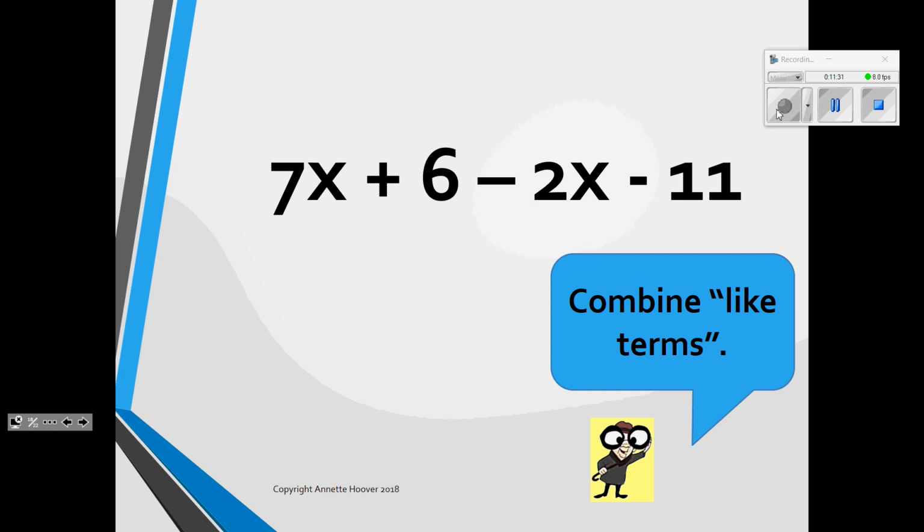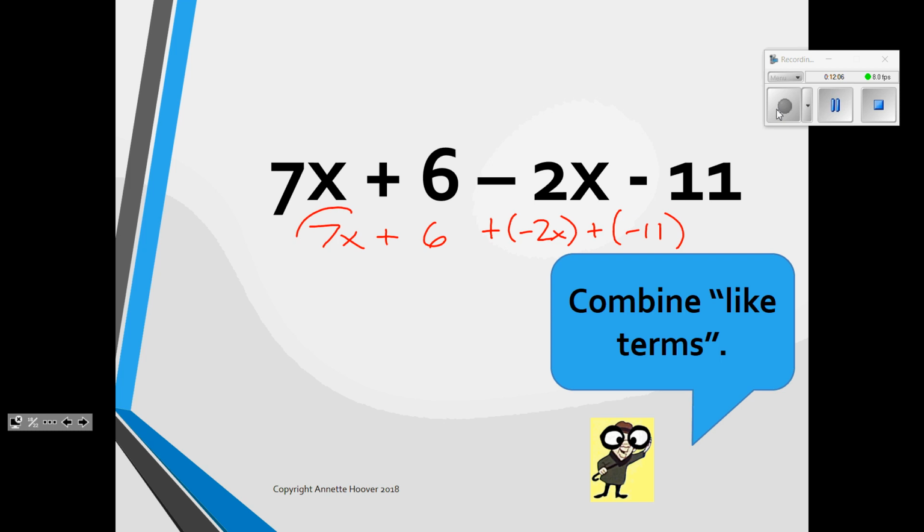7x plus 6 minus 2x minus 11. 7x plus 6, now here's our first subtraction sign, so we're going to add the opposite. So now we have plus a negative 2x, and we're going to add the opposite again, so we have plus a negative 11. Our 7x plus 6 stayed the same. So that's all I did so far, was to change the minus 2x to a negative 2x. That is a negative 2x, and that is a negative 11.